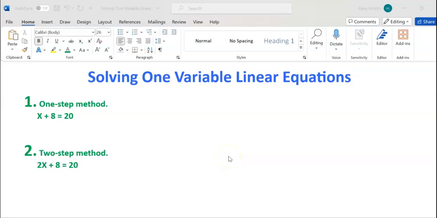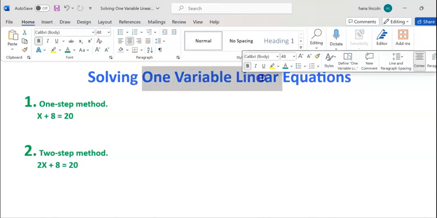Hi, here I'm going to talk about solving one variable linear equations using two methods. The first method is the one-step method and the second is the two-step method.